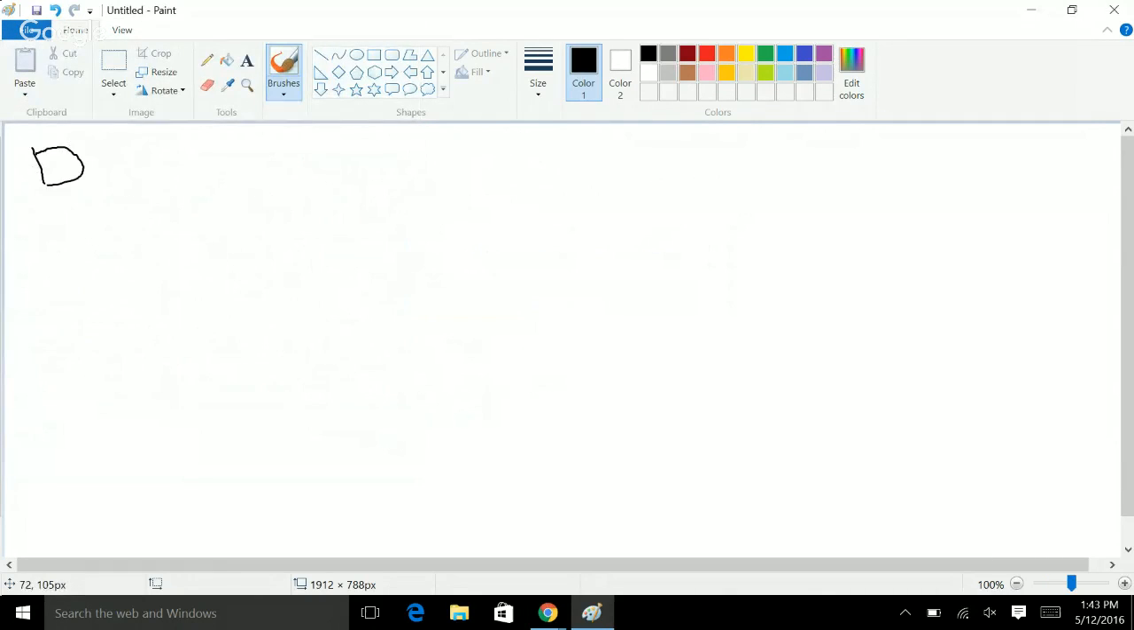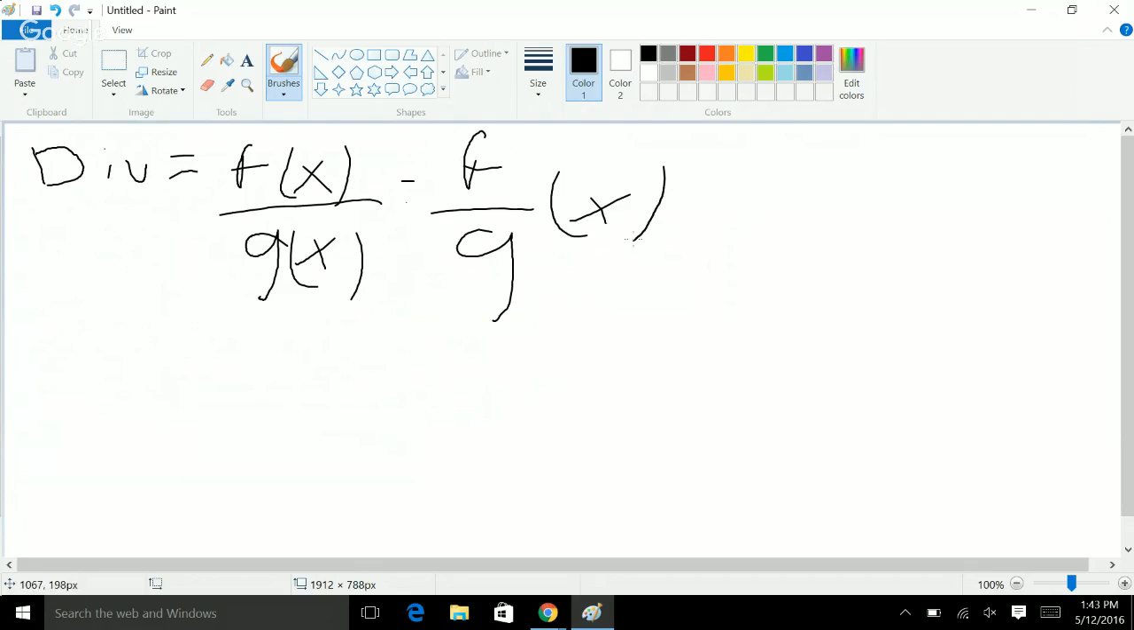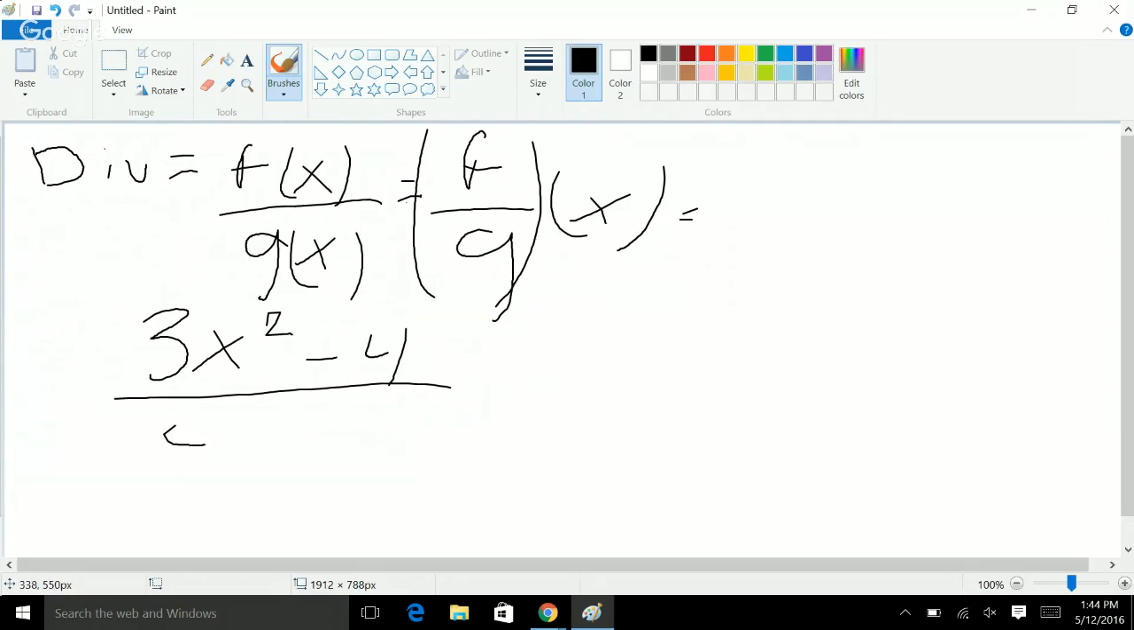And now division, and that equals f of x over g of x, which equals f over g of x. And that would equal 3x squared minus 4 over 4x plus 5. And this would be your answer for division because it doesn't have any common factors, and we can't do anything to simplify that any further.